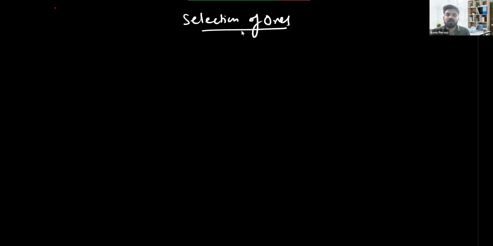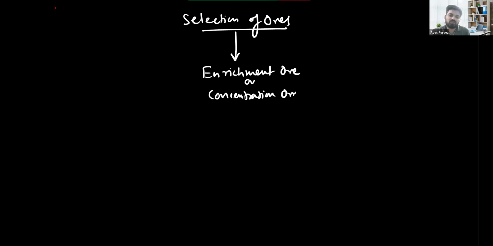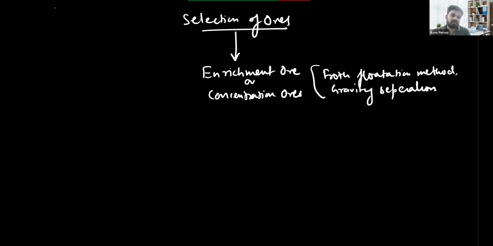And after selection of ores, what we do? We do enrichment of ores by various methods, or we can say concentration of ores, by using various methods like froth flotation method, like we have gravity separation, like we have magnetic separation. So by various methods, we are just removing the impurity, the sand particles, from the ore. Got it? You understood, everybody?